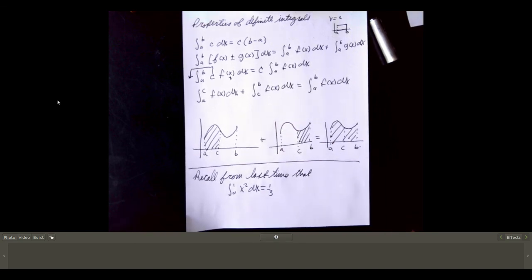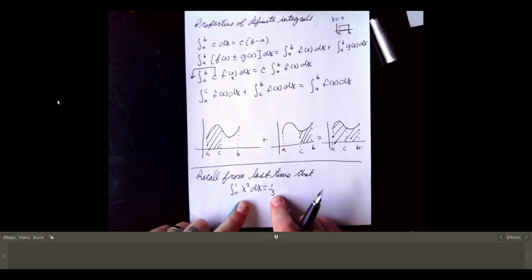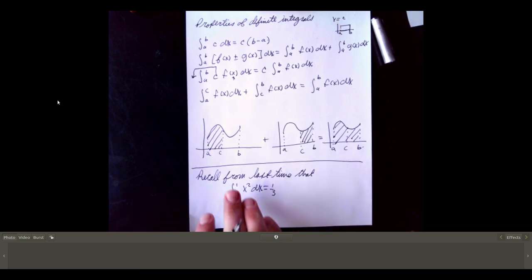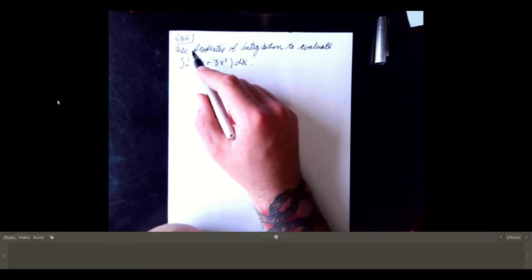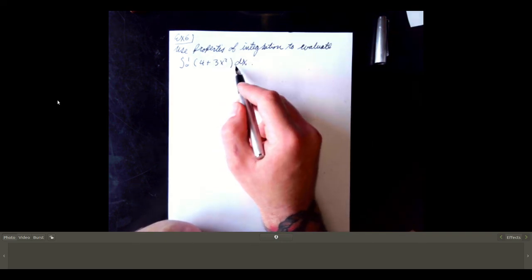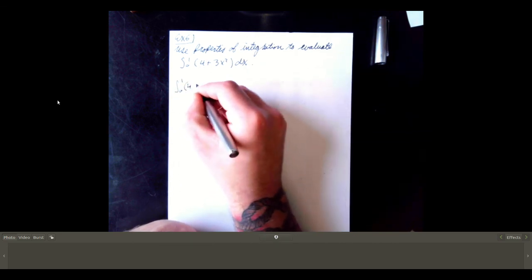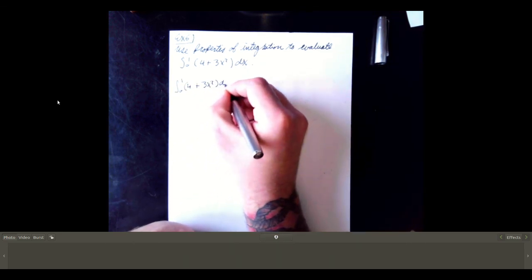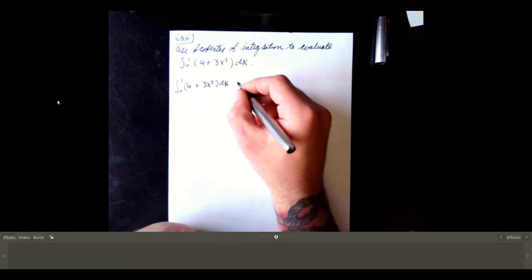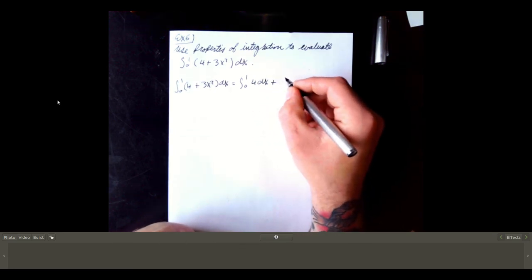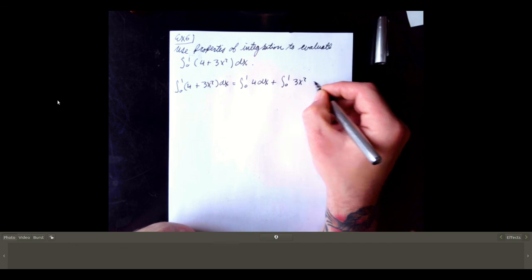We're going to do two examples. From last time, we're going to have to remember that the integral of x squared dx from x equals 0 to x equals 1 is equal to 1/3. So, for example 6, we're going to use properties of integration to evaluate this integral. The integral from 0 to 1 of 4 plus 3x squared dx, let's break these up at addition and subtraction. The integral from 0 to 1 of 4 dx plus the integral from 0 to 1 of 3x squared dx.